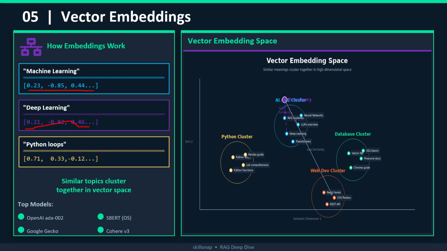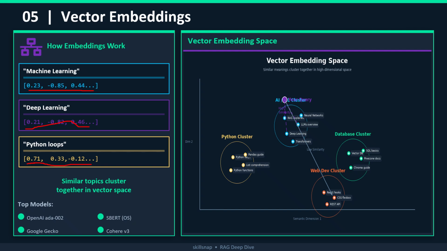Next, the Python loops are similar, but not as similar as machine learning and deep learning. So you have vectors far away from the machine learning and deep learning vectors. For machine learning you have something like 0.23 and 0.21, but for Python loops it is like 0.71, 0.33 and minus 0.02. So the embedding model does nothing but convert the text into a list of numbers, a vector.